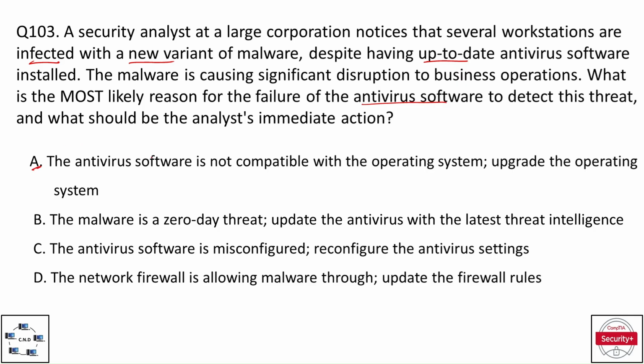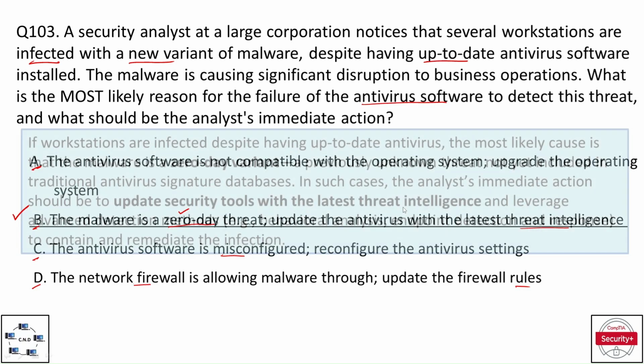And the options are: option A, the antivirus software is not compatible with the operating system, upgrade the operating system. Option B, the malware is a zero-day threat, update the antivirus with the latest threat intelligence. Option C, the antivirus software is misconfigured, reconfigure the antivirus settings. And option D, the network firewall is allowing malware through, update the firewall rules. And the correct option is option B, the malware is a zero-day threat, update the antivirus with the latest threat intelligence.